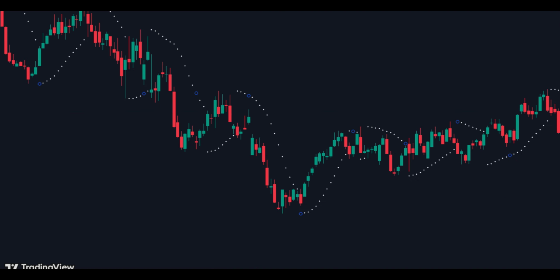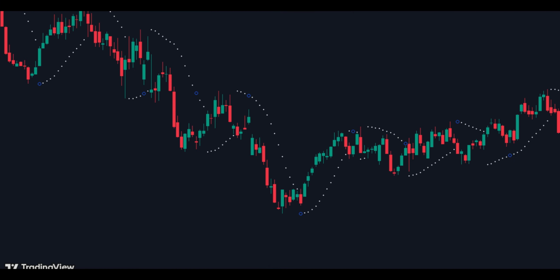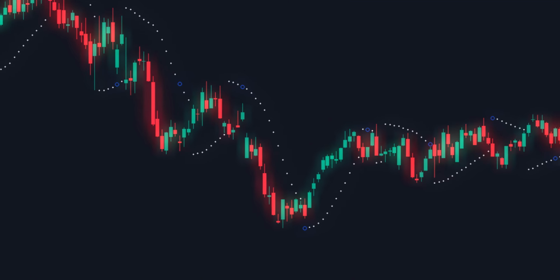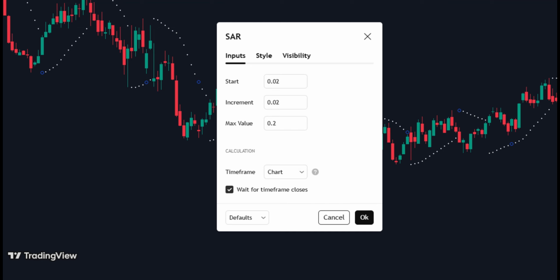That brings us to our second indicator, the Parabolic SAR. The Parabolic SAR is one of the simplest and easiest to use indicators. It does an excellent job of identifying trends in the market, helping traders determine the direction of price movements with ease. For the settings, I'll keep them at their default values as well.